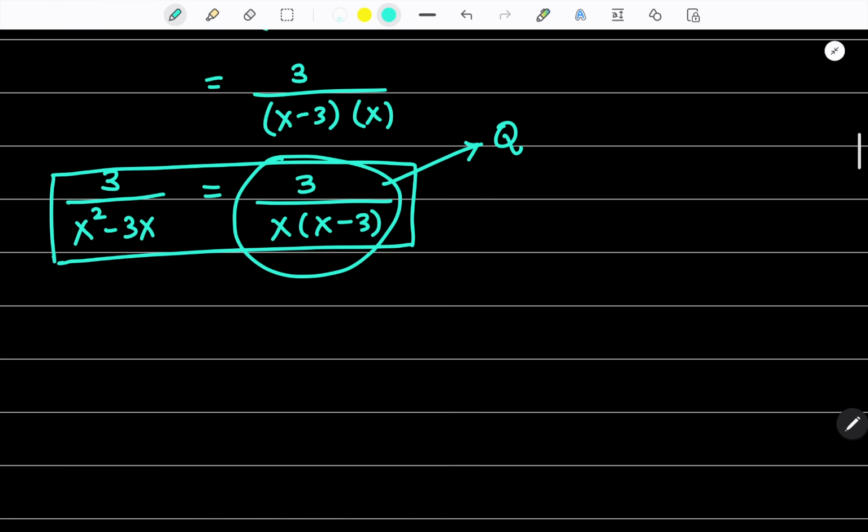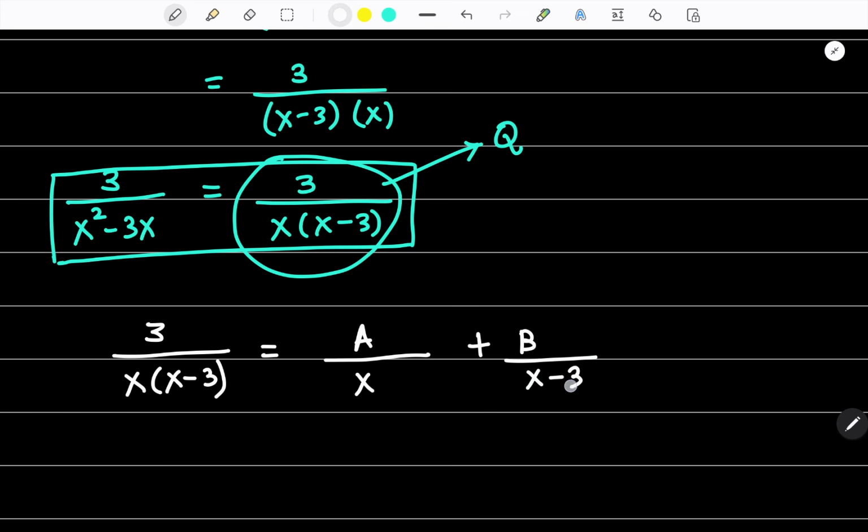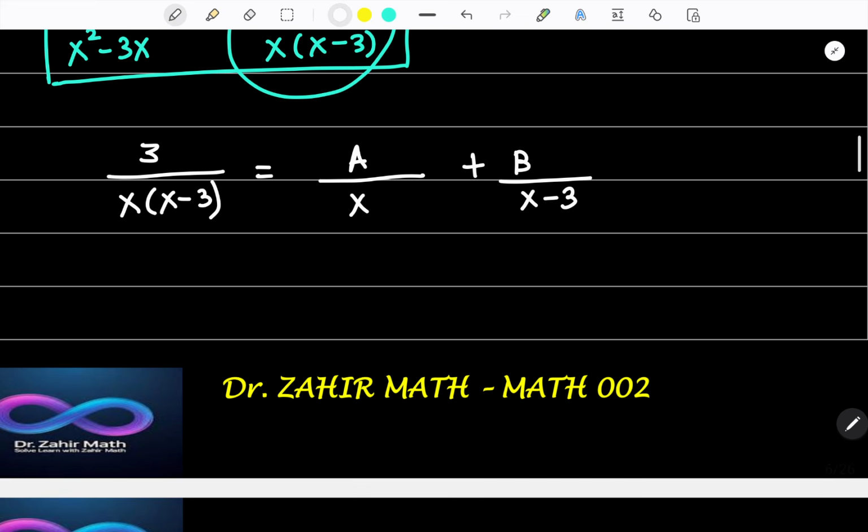Okay, right. So let's start. 3 divided by x times x minus 3 is equal to, we are going to write a divided by x plus b divided by x minus 3. Now the same method I'm going to do. 3 divided by x into x minus 3 equals, I just cross multiply this and this.